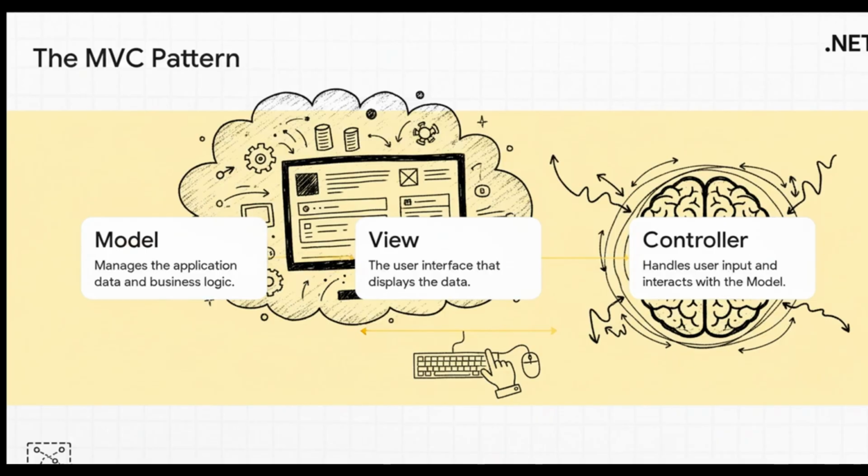Think of it like a restaurant. You've got the kitchen, which is the model, the dining room, which is the view, and the waiter, who is the controller. Separating things this way makes your app so much easier to test, maintain, and grow over time.